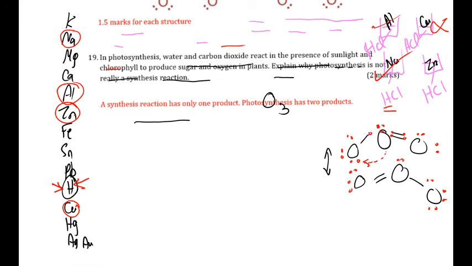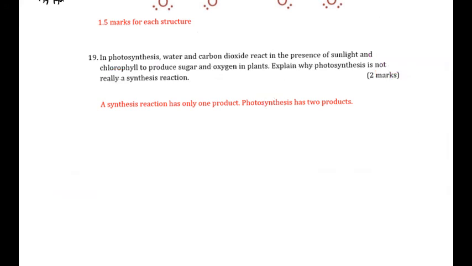Now we are left with this question. In photosynthesis, water and carbon dioxide react in presence of sunlight and chlorophyll to produce sugar and oxygen in plant. Explain why photosynthesis is not really a synthesis reaction. Because the synthesis reaction gives only one product and the photosynthesis produces 2 products.